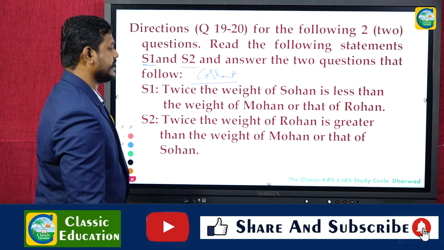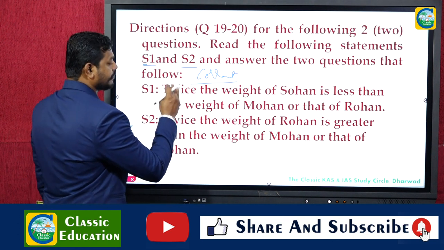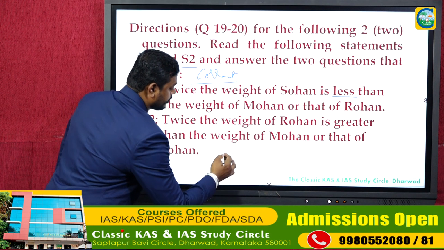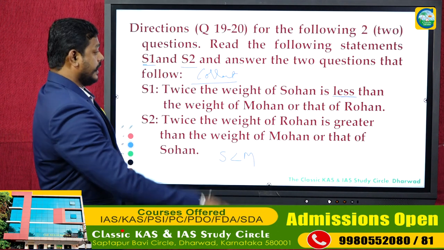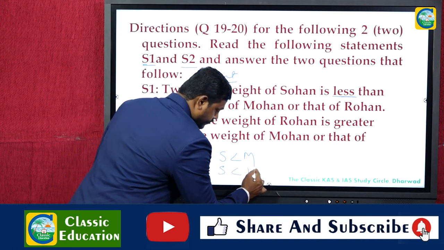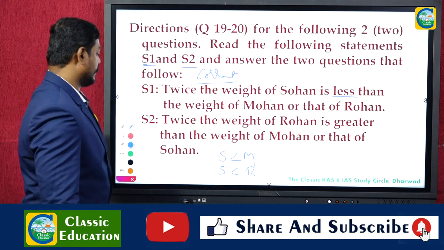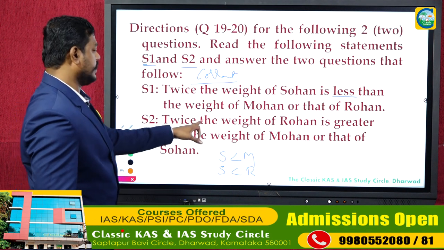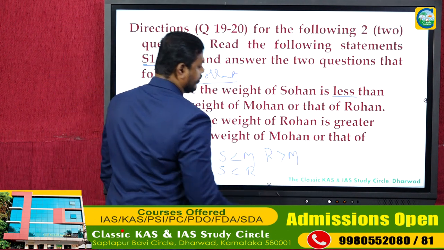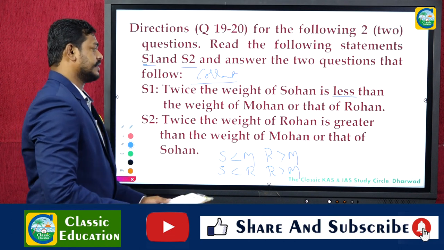Twice the weight of Sohan is less than the weight of Mohan or that of Rohan. I'll repeat the question here. Twice the weight of Sohan is less than the weight of Mohan, meaning Sohan is less than Mohan, and less than Rohan too. In both cases, Sohan is less than Mohan and Sohan is less than Rohan. In the second statement, twice the weight of Rohan is greater than the weight of Mohan or that of Sohan. Again, Rohan is greater than Mohan. Okay, friends, we'll check the options here.